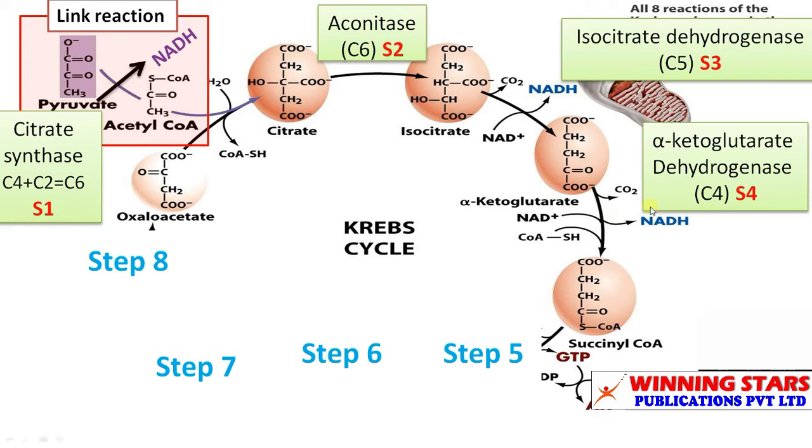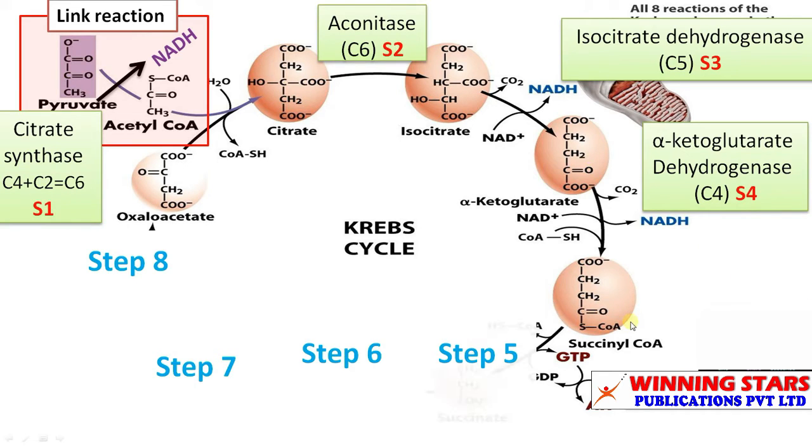And the reaction is oxidative decarboxylation. The same thing happening in step 3 is in step 4. The carbon dioxide is released. That's why the number of carbon is reduced to 4 and NADH is formed and also coenzyme A is added. Therefore, the reaction is oxidative decarboxylation. Now we have succinyl coenzyme A.